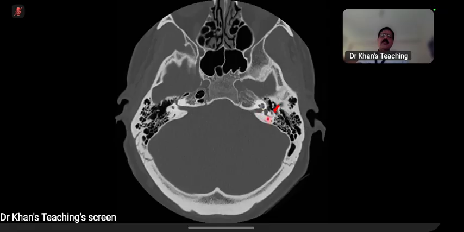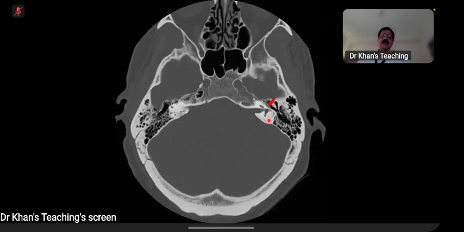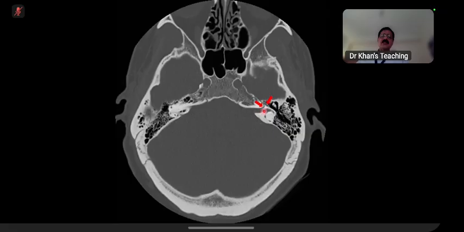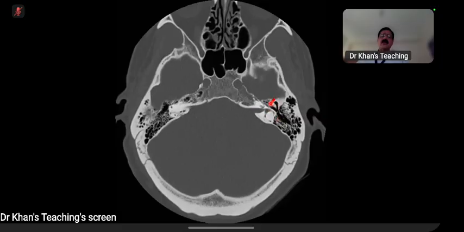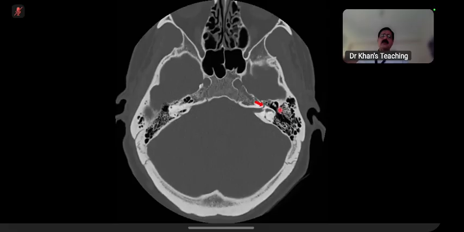Go superior to the cochlea. I'm going superiorly. As I'm going superiorly, we can see this structure here. This is the labyrinthine portion of the facial nerve. It goes anteriorly, the geniculate ganglion, and on here, this is the lateral semicircular canal. You can see it makes this circle. And lateral to the lateral semicircular canal is the middle ear.